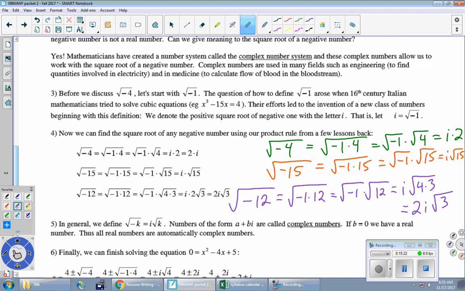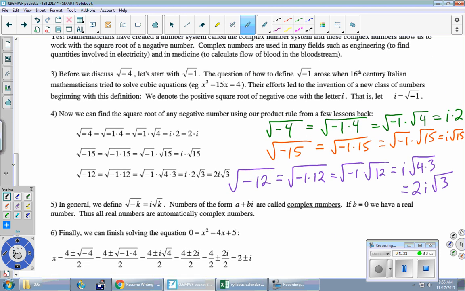Okay, so I actually don't need to see you do the splitting and the -1 times and all that jazz. Let's just look at the shortcut here. Square root of -15 turned out to be i times the square root of 15. So what's our shortcut? You just make the number positive and you put an i in the front of the radical. That's it.